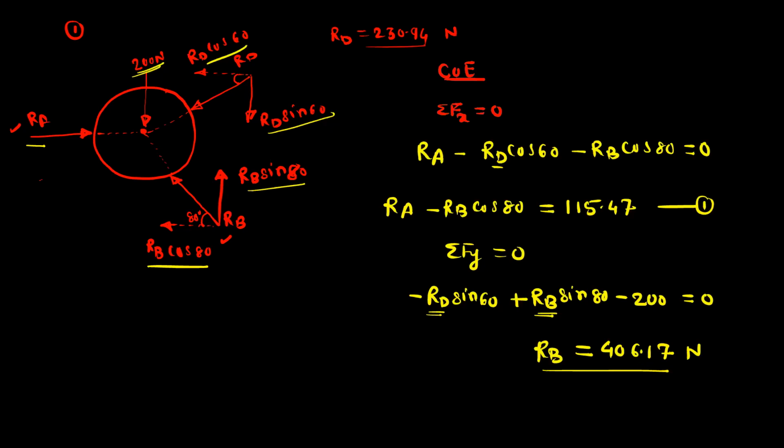So reaction RB is 406.17 Newton. Okay, so you can check this answer. Now put this value in equation 1. So you can find out the reaction RA. So reaction RA is equal to this, 186 Newton. Okay. So this is how you can solve this problem by applying the conditions of equilibrium to each cylinder. So I hope this problem is clear.